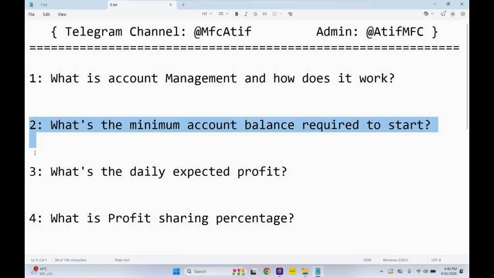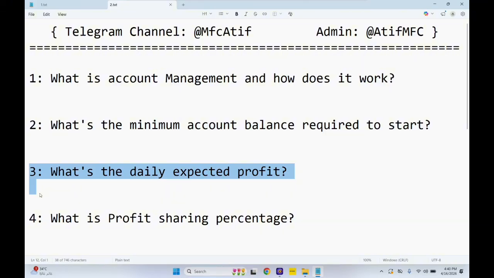So guys, the minimum is only $500 to join us. If you have a real account on any trusted broker with a minimum balance of $500, you can join us. The question number 3 is what's the daily expected profit? So guys, our daily expected target is around 10 to 20%. It depends on market conditions. Sometimes we will have 2 or 3 trading setups in a single day and sometimes we will have no entry in the whole day. So guys, our daily target will be around 10 to 20%.